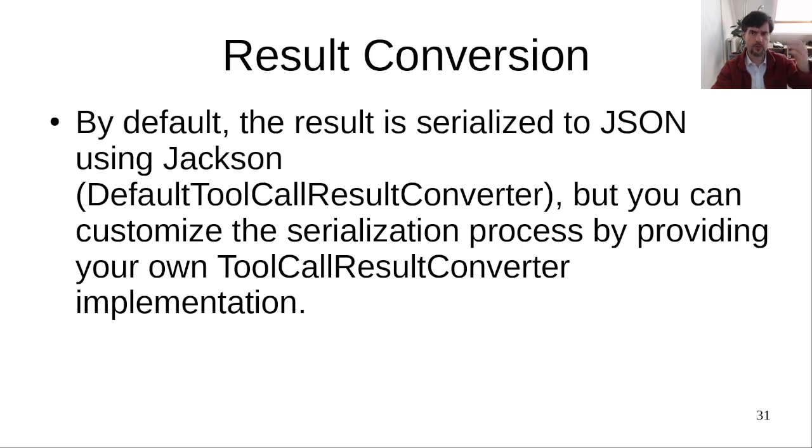Then let's talk about result conversion. I'm not actually going to demo this. I think it's good for you to know about, but I'll just tell you how it works. So by default, the result is serialized to JSON using the Jackson library, using the default tool call result converter. But you can customize the serialization process by providing your own tool call result converter. So if you're unhappy about how the data is coming out and going back into the LLM, into your AI, you can modify that conversion process so that you are more in control of the data.